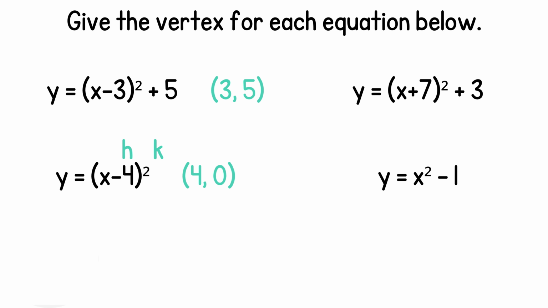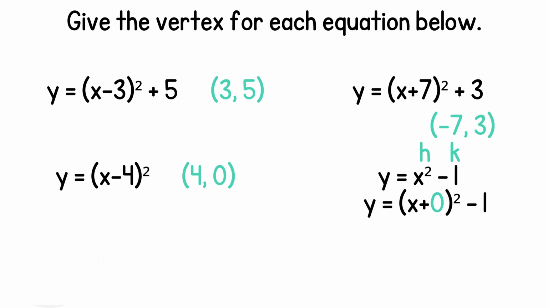Now let's go back up to the top. We can see that h would be negative 7 and k would be 3. So our vertex happens at negative 7, 3. Remember that if we're adding a number in the x term, that means that it would be a negative, since subtracting a negative makes it the plus sign that we have. In our last example, we have h and k, and we can see that h would be 0 since we're adding 0 to our x term, and k would be negative 1. So our vertex happens at 0, negative 1.